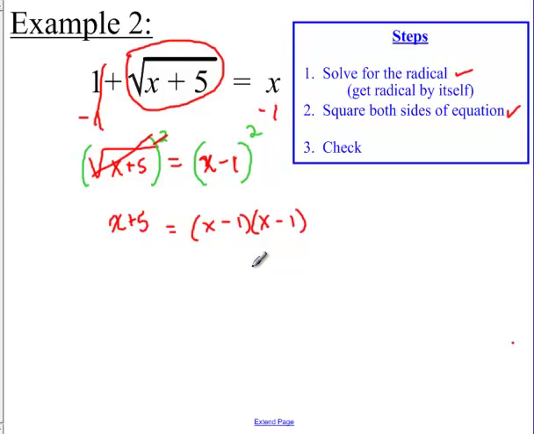Now, you should be able to multiply this out really quickly. When we square a binomial, there's a really easy shortcut. I know I've mentioned it before, but just to bring up some other people who may have not heard it, this is what happens. Square the first term.